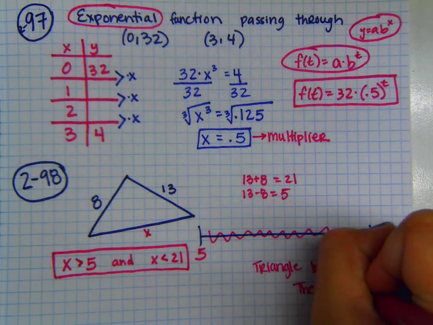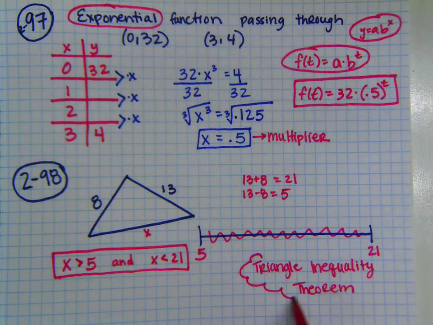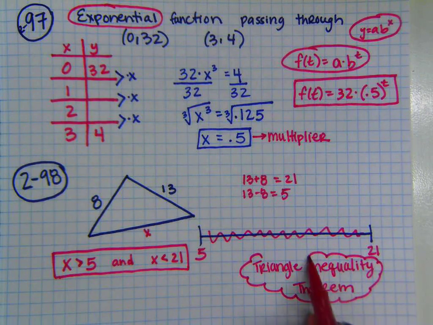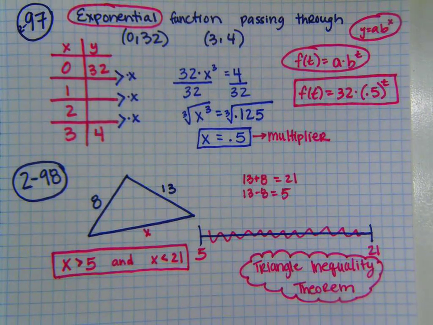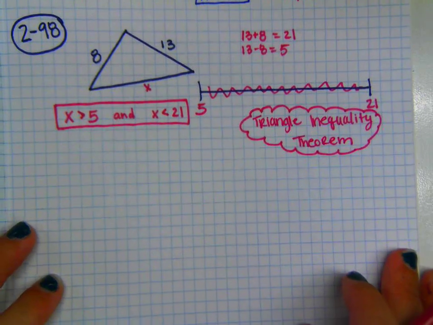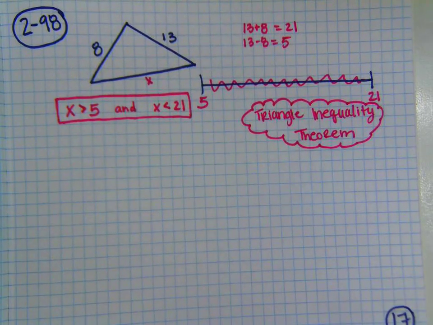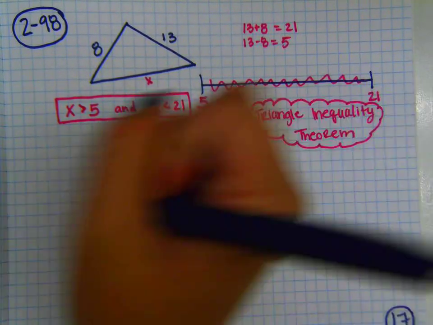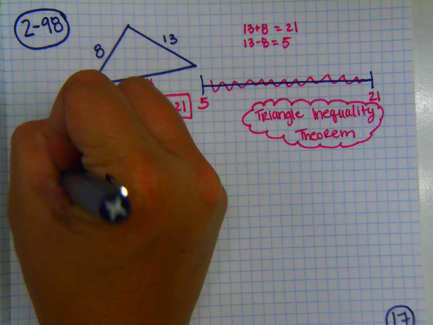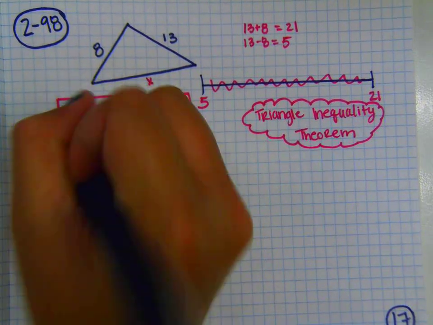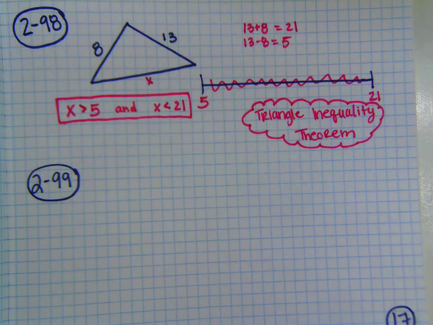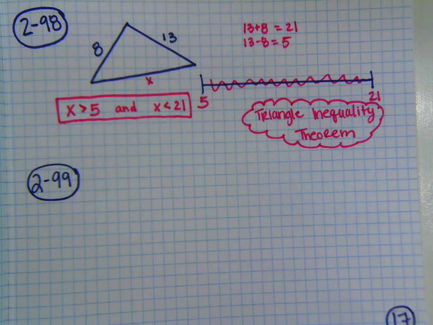Because if this problem was really, really hard for you, you may want to ask your teacher to go back over that triangle inequality theorem. And then finally, let's do 2-99. And 2-99 has a lot of words in it.